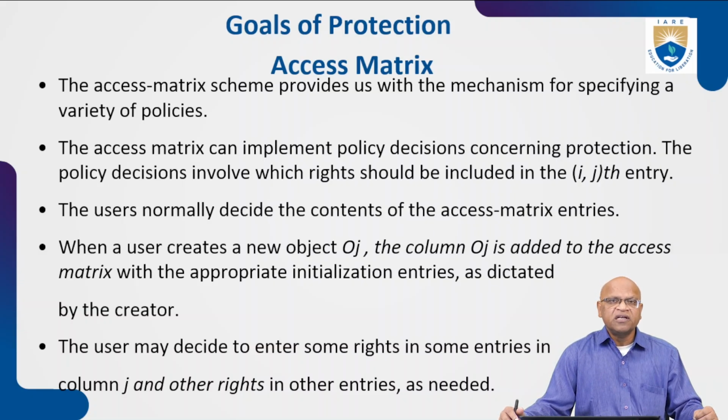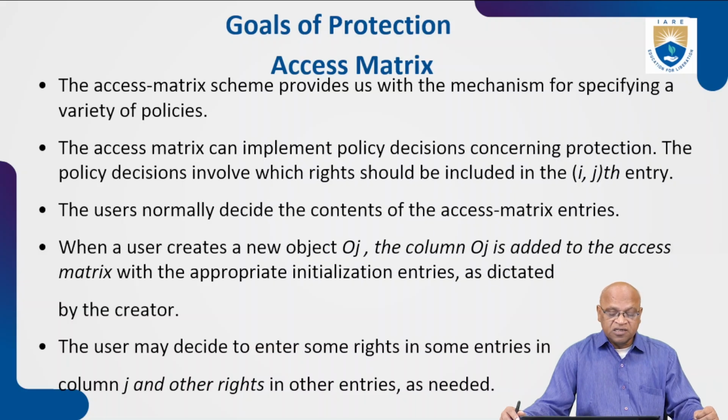The user normally decides the content of the access matrix entries. When a user creates a new object Oj, the column Oj is added to the access matrix with the appropriate initialization entries, as indicated by the creator. So what permissions are there? Read and write permissions, and execution permissions are there for the domain on that particular object.